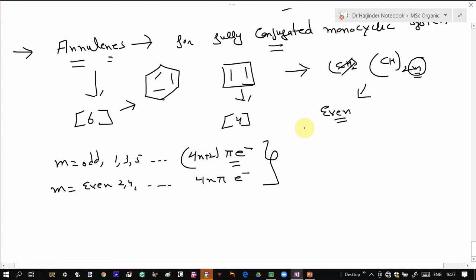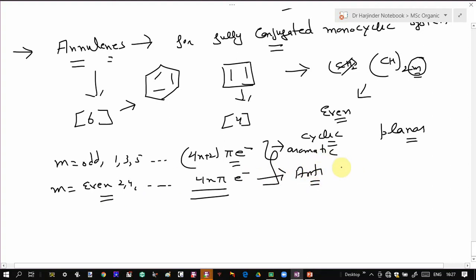Since they are always cyclic, but they are not necessarily planar. Sometimes they are not planar. But if they are planar and n is odd, they consist of 4n plus 2 pi electrons. In that case, they will be aromatic. On the other hand, if they consist of 4n pi electrons, that means n is even. In that case, they will be anti-aromatic. For example, [2]annulene, [4]annulene, [6]annulene, they are anti-aromatic. But they will be aromatic only if they have planar structure. Sometimes they do not have planar structure. In that case, even odd annulenes are not planar.